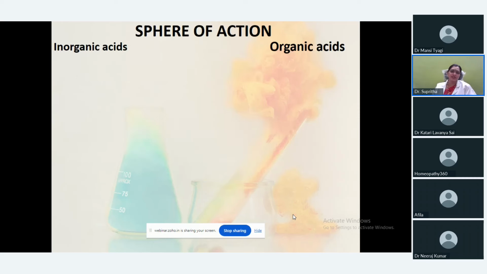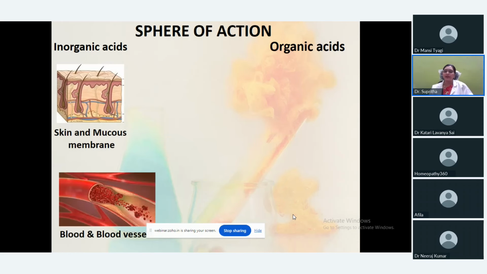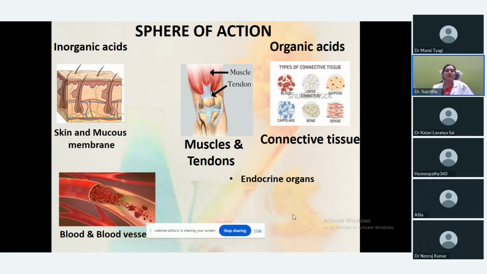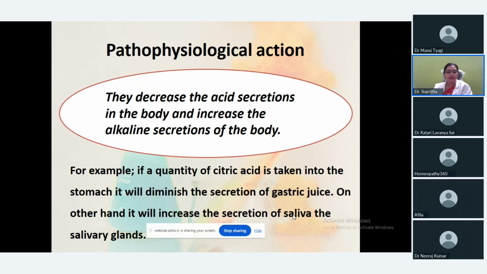Coming to the sphere of action of these acids. So inorganic acids, skin and mucous membrane is their main action. Blood and blood vessels. So these are the main spheres where inorganic acids act. Coming to the organic acids, action is upon the muscles and tendons, the connective tissues, endocrine organs, soft tissues, sexual organs. Coming to the pathophysiological action, they decrease the acid secretions in the body and increase the alkaline secretions of the body. So, for example, when you consume citric acid, the acid secretion in the stomach is reduced, but the saliva secretion is increased. So, saliva is alkaline, right? So, this is the pathophysiological action.